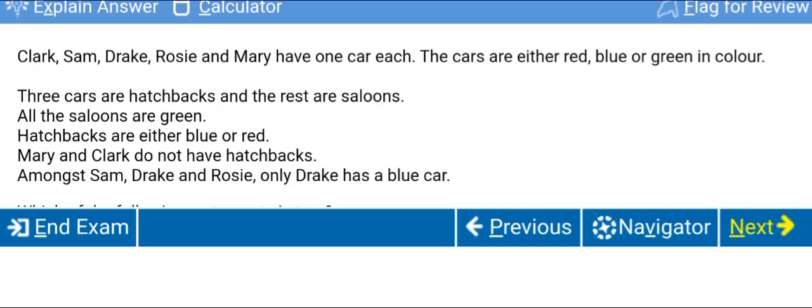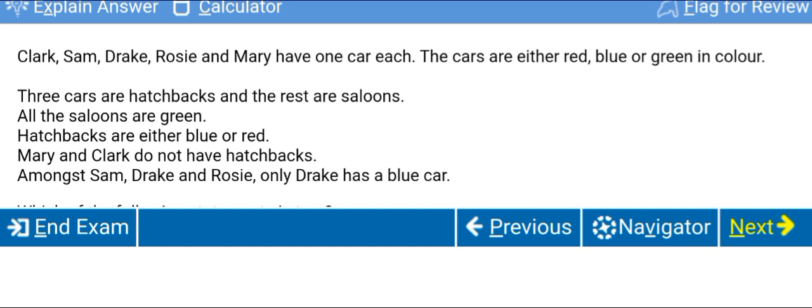Clark, Sam, Drake, and Mary have 1 car each. The cars are either red, blue, or green in color. 3 cars are hatchbacks and the rest are saloons. All the saloons are green. Hatchbacks are either blue or red. Mary and Clark do not have hatchbacks.